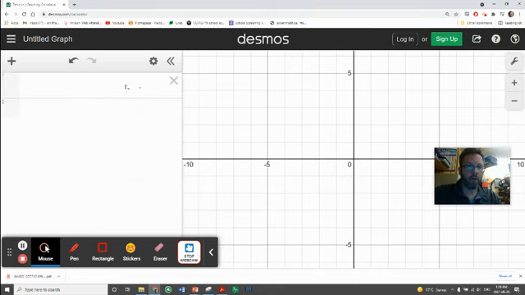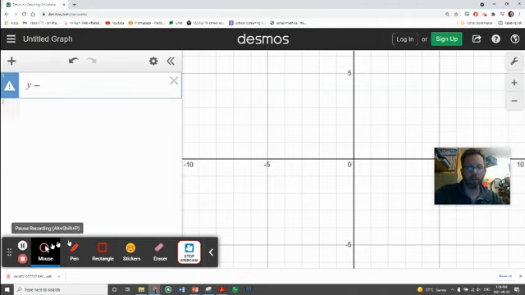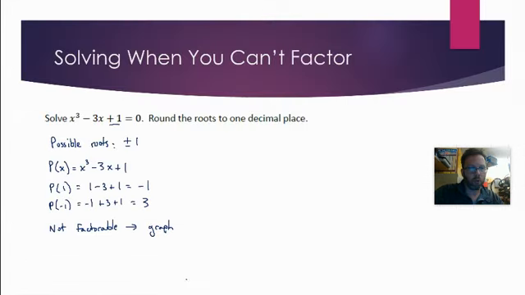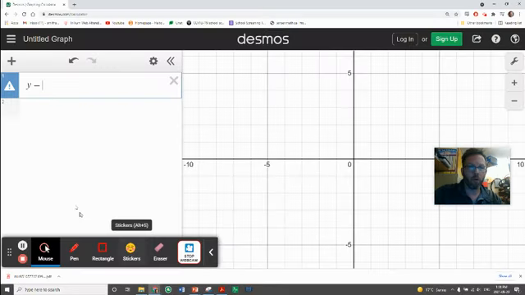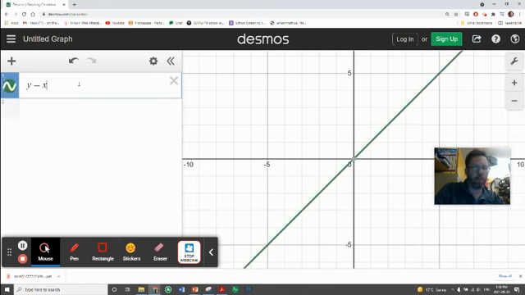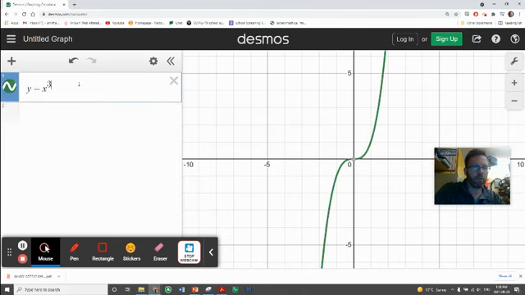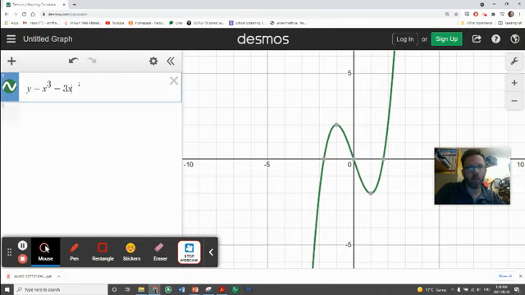Clear off this stuff here. And so we're graphing, and I would just put y equals, or f of x equals, or whatever. And it's x cubed. Oh, and I should... yeah, no, we're good. Thought I had one more note to make on that, but we're okay. So we're doing x cubed minus 3x and plus 1.